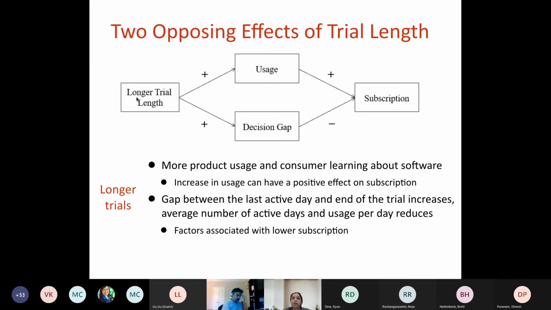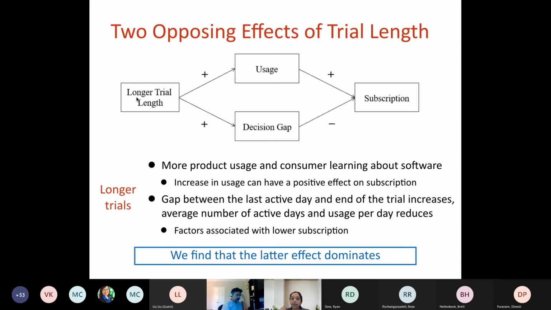product... Let's say I actually have a 1 month trial. I just used it for 4 days. And then, at day 30, I have to decide whether I download it or not. I might simply decide that, hey, I haven't used it for the last 3 weeks. I don't think it's so useful, and I don't actually get it. But if it was 7 days, I probably end up actually getting it. So these are two different effects, and we find that the latter effect dominates.